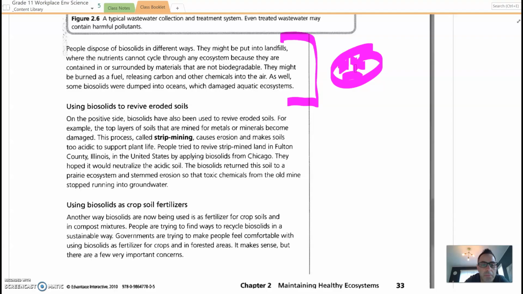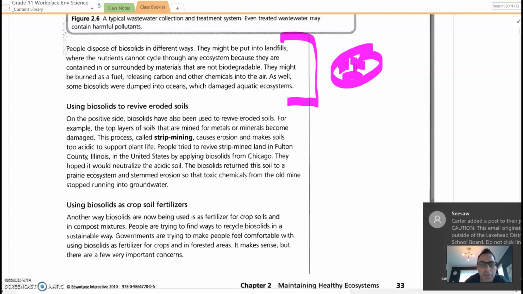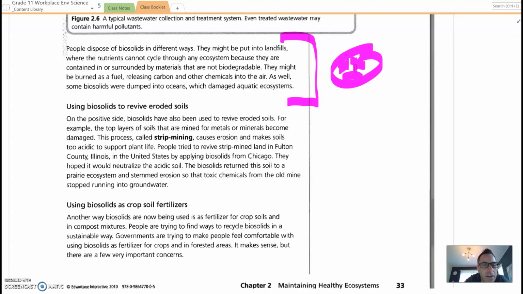For example, the top layers of soils that are mined for metals or minerals become damaged. This process, called strip mining, causes erosion and makes soils too acidic to support plant life. People tried to revive strip mine land in Fulton County, Illinois, in the United States by applying biosolids from Chicago. They hoped it would neutralize the acidic soil. The biosolids returned the soil to a prairie ecosystem and stemmed erosion so that toxic chemicals from the old mine stopped running into the water. This is a good thing.